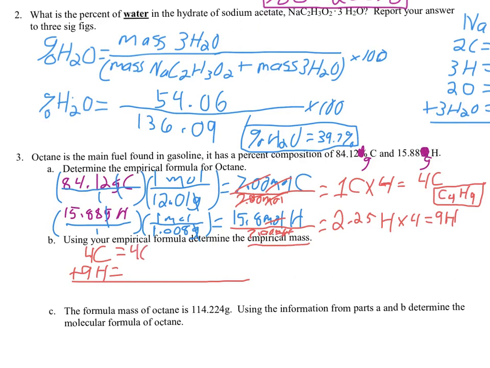The 4 carbons is 4 times the mass of carbon, which is 12.01. 4 times 12.01 is 48.04. Me and numbers today aren't working too well. 9 times 1.008 will get me the hydrogens. It gives me 9.072. 48.04 plus 9.072. Remember, I've got to round to two decimal places here. I get 57.11 is my empirical mass.